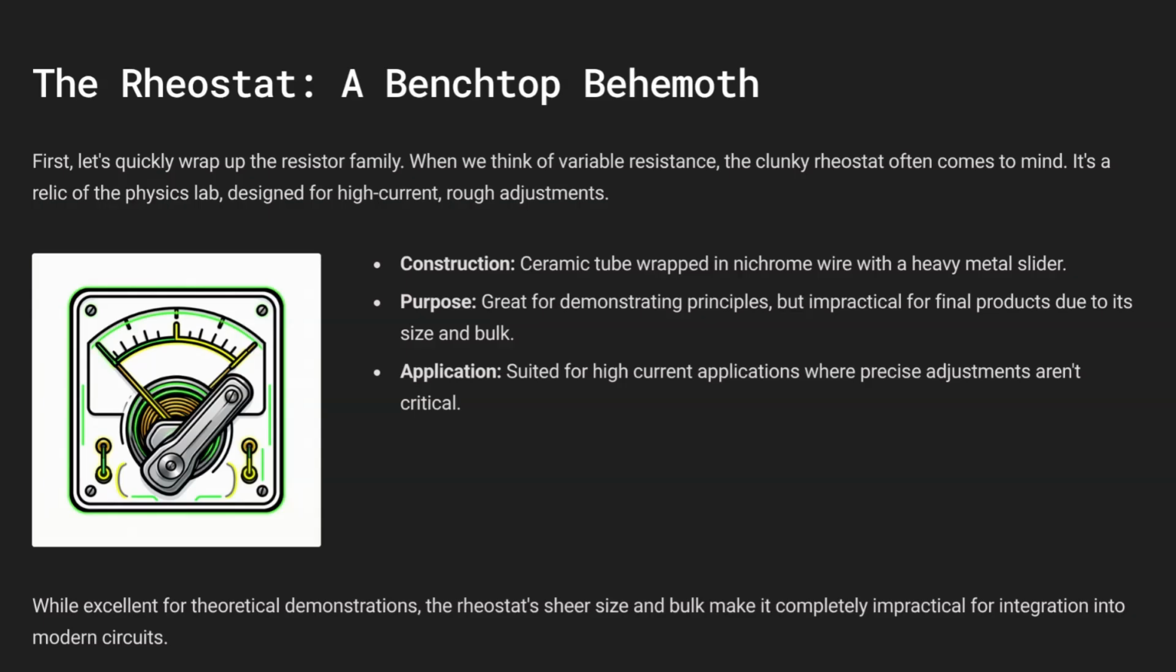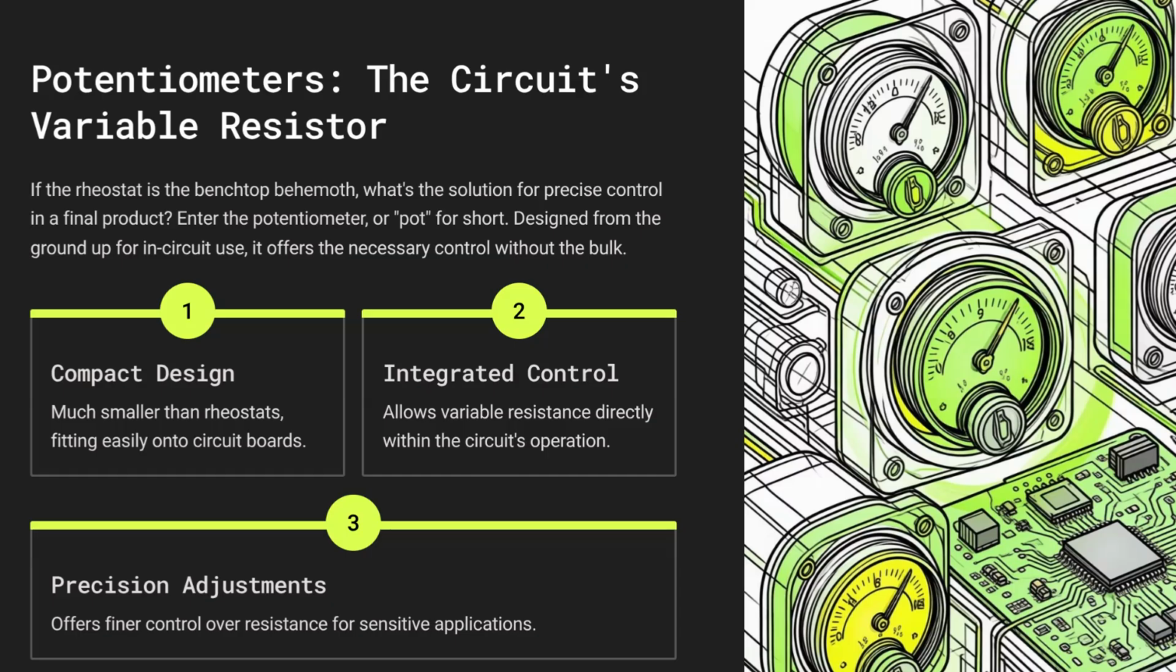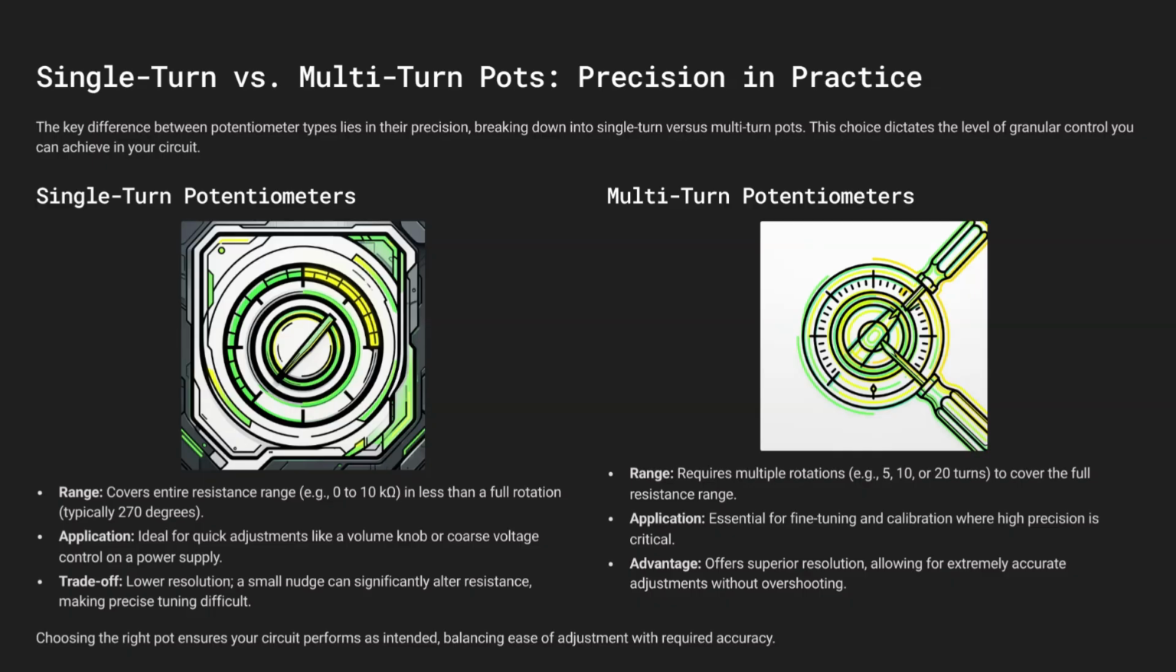So if the rheostat is, let's say, the benchtop behemoth, what's the solution when a designer actually needs that control in a final product? Well, then you move to the potentiometer, or pot for short. The pot is designed from the ground up to be the variable resistor inside a circuit. And the key difference between them is really all about precision. And that breaks down into single-turn versus multi-turn pots, right?